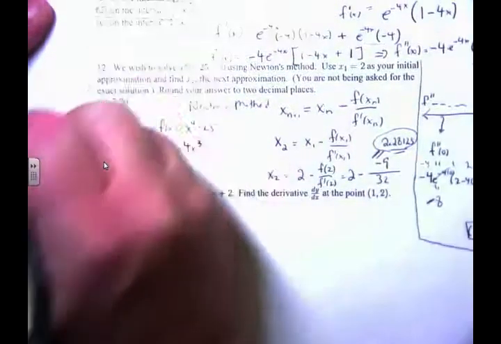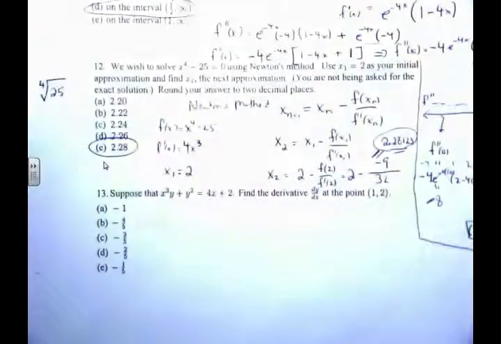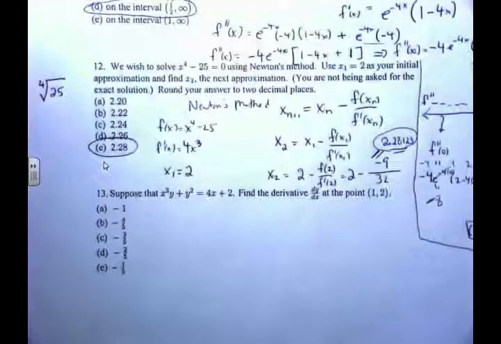All right. The fourth root of 25. Okay. Use Newton's method to approximate the fourth root of 25 with your initial guess being 2. They didn't give me a function with that statement, you understand. What is the fourth root of 25? How do I use Newton's method to do this?